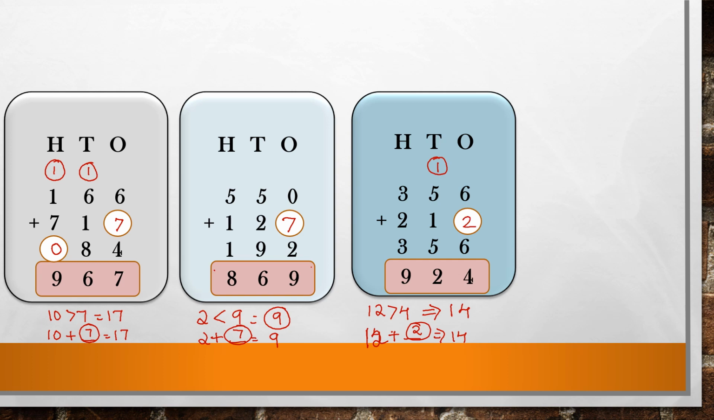Now check this. 5 plus 1, 6. 6 plus 1, 7. 7 plus 5, 12. So carry 1. Now check the hundreds place. 3 plus 1, 4. 4 plus 2, 6. 6 plus 3 is 9.